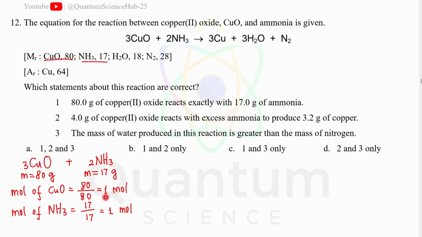Now, you can see in here, the number of moles between CuO and NH3 is the same. But the ratio is different. So that means if I have 3 mole of CuO, I should have 2 mole of NH3. Or if I have 30 mole of CuO, I should have 20 mole of NH3. So let's say I have 1 mole of CuO. So that means I should have 2 out of 3 times 1 mole of NH3. This is wrong because the ratio here is 1:1. So statement 1 is wrong.